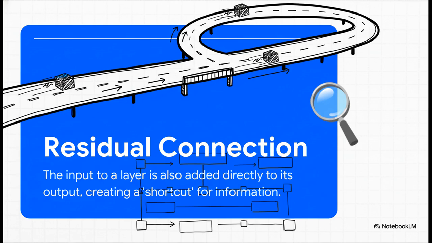So, what is a residual connection? The best way to think about it is like an information highway with a special express lane. The main traffic, the data, goes through a processing block to get transformed. But a perfect, untouched copy of that original data gets to take a shortcut, a bypass, and then it's added right back in at the end.